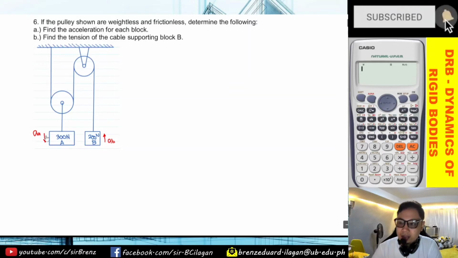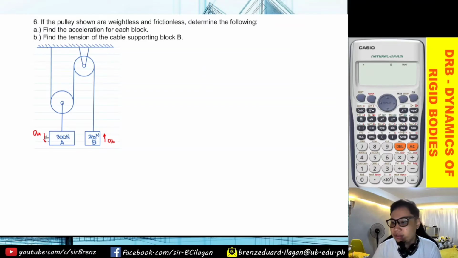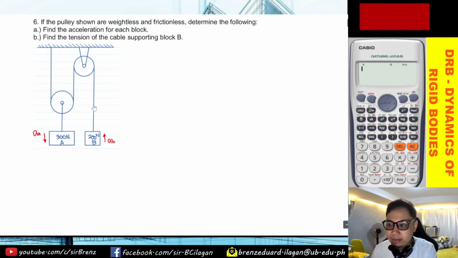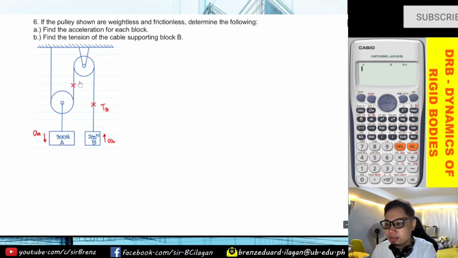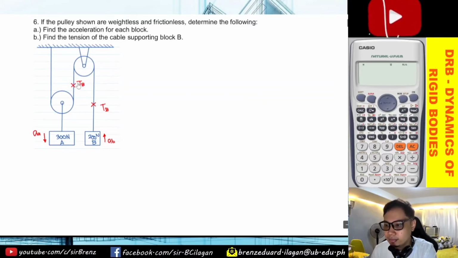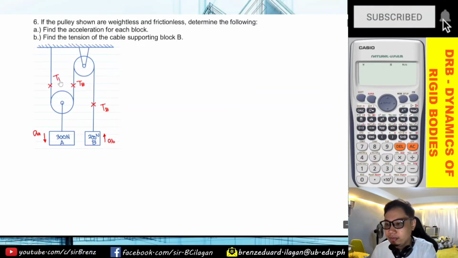Alright. So next, i-analyze natin yung magiging tension in each cable or the portion or segment ng each cable. So kapag gumawa ka ng free body diagram, di ba ito, putulin mo lang dito. Ayan. So ito pataas. So, denote natin to as tension B. Ayan. Ito TB. And ito yung TA natin.